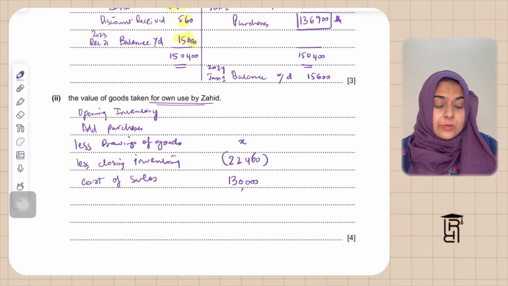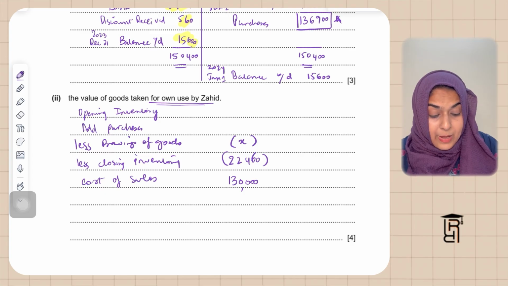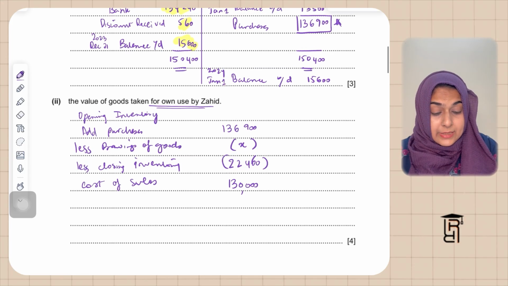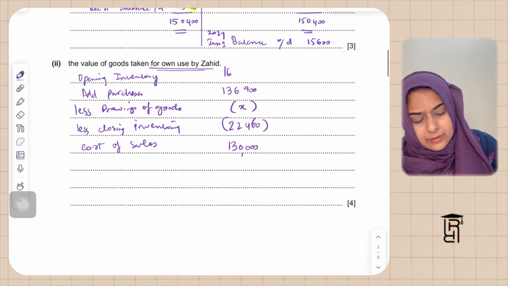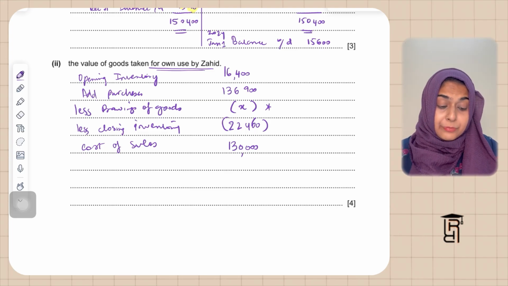I don't know what drawings of goods is, so I'm going to write here X, which is also subtracted in this case. But I know my purchases, which I calculated in the previous part. So this will be 136,900, which is my purchases, and opening inventory in this case is 16,400. So I'm going to write here 16,400. And how do you calculate the value for X? You basically do 16,400 plus 136,900 minus 22,460, which will give you 130.